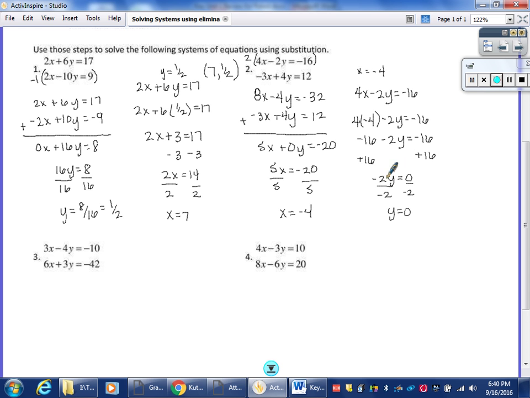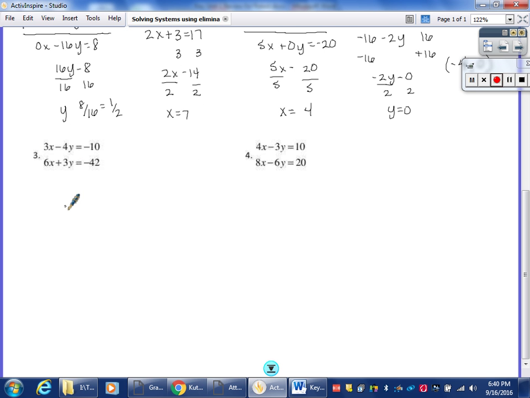It's totally fine to have this happen. We still have a variable, and you're allowed to have a variable equal to 0. So just don't freak out if you get 2y is equal to 0. Just keep solving. And so the solution to this system is negative 4, 0.